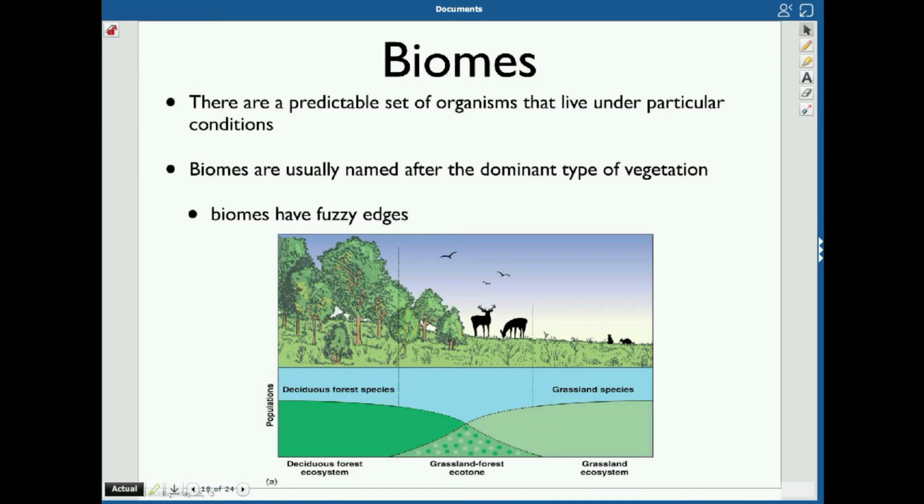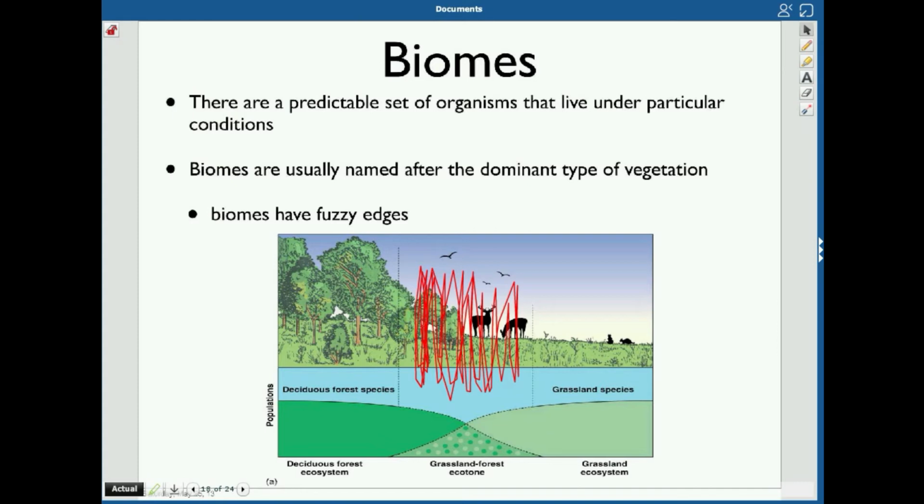So now we can talk about biomes. Basically, for each biome, there's a predictable set of organisms that tend to live in those biomes. And the biomes are usually named after the dominant type of vegetation there. A lot of times, again, the biomes have fuzzy edges, right? Grassland would be a biome and forest would be a biome. Well, this ecotone right here is that fuzzy edge where you've got a little bit of both, okay? So it's not like there's a brick wall in between.